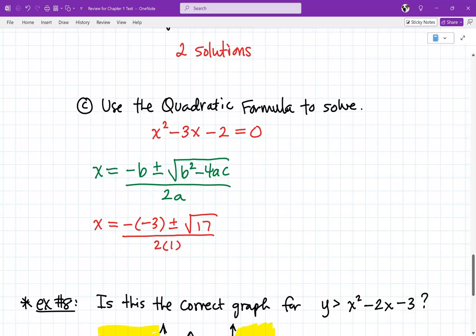X is equal to 3 plus or minus the square root of 17 over 2. This is my final answer right here. And if you're thinking, well, wait a minute, you didn't simplify it, I can't simplify it. Square root of 17 doesn't exist as two sets of numbers. It's just a square root of 17. So if my calculator can't simplify it, I'm just going to leave it alone. So there you go. 3 plus or minus the square root of 17 over 2.